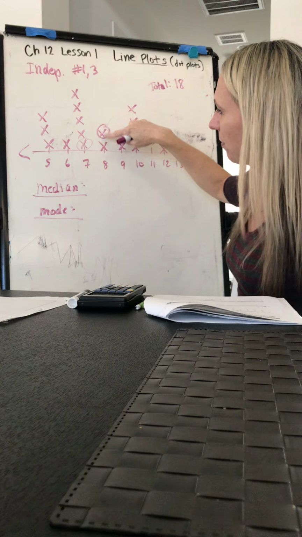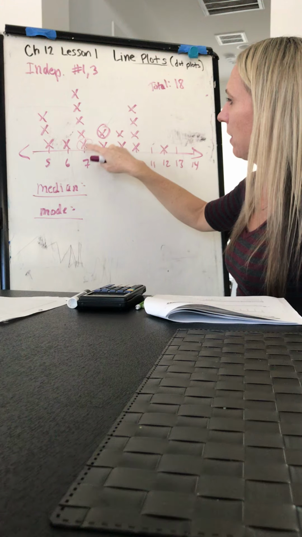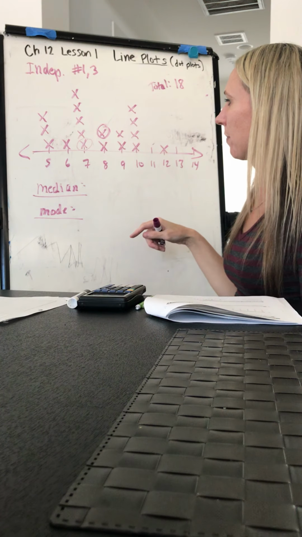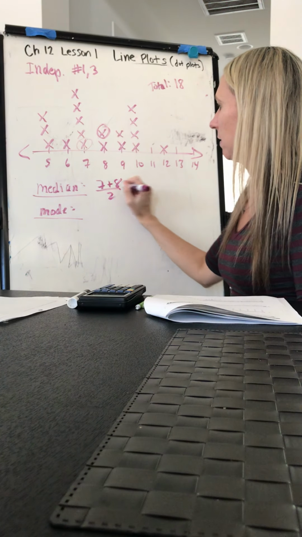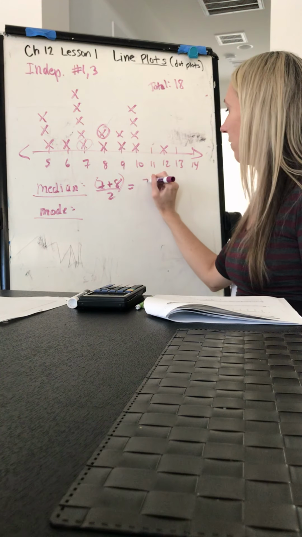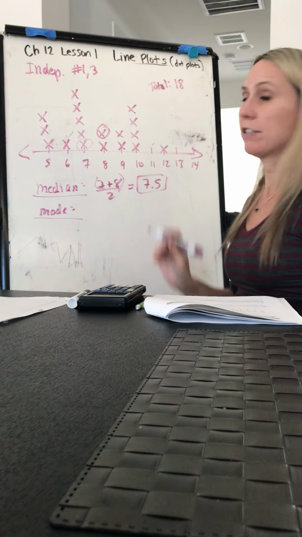Okay, or if you went from top to bottom, you'd still get this. So between those two, it's 7 and 8. What's the number between 7 and 8? You can do that in your head. It's 7.5. So that's the median.